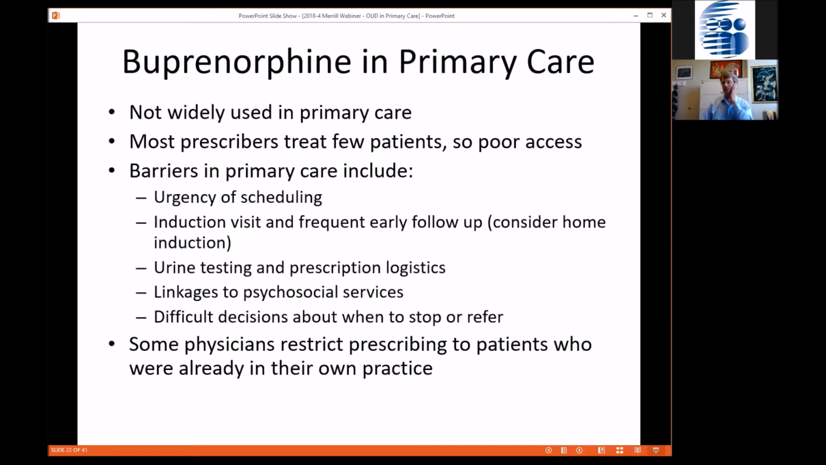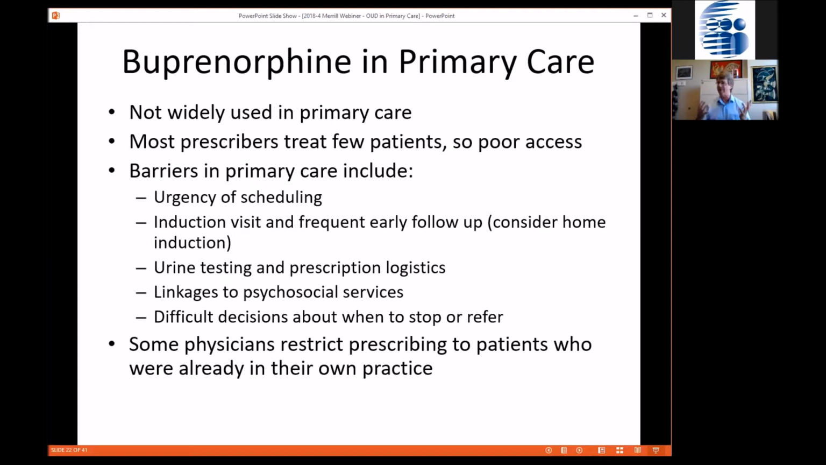Buprenorphine in primary care really hasn't been widely used over the country. There have been studies of how many people get the waiver. Most people who get the waiver don't treat very many people, so access within the medical system has been quite poor. There are a number of reasons for that, and here is why primary care buprenorphine is difficult. One is that a lot of primary care docs can't necessarily see someone really quickly, like a new patient appointment within a week or two, which is the schedule that works for people with opioid use disorder who are seeking treatment.